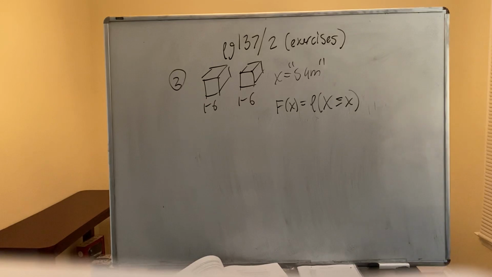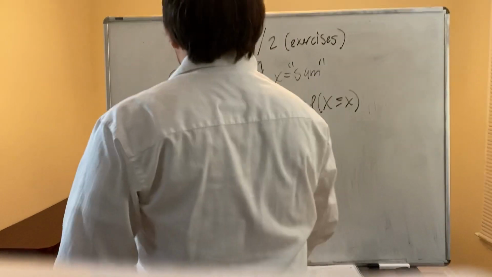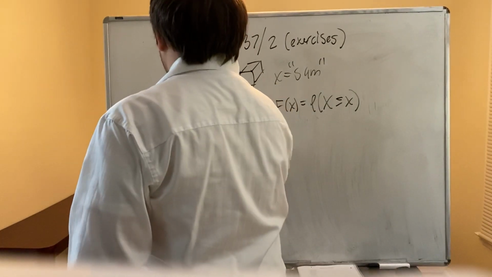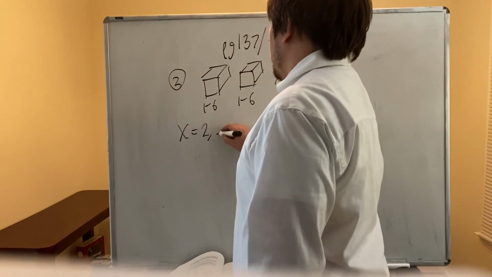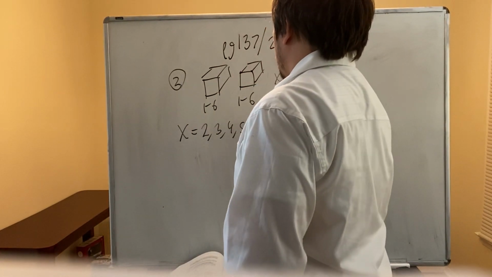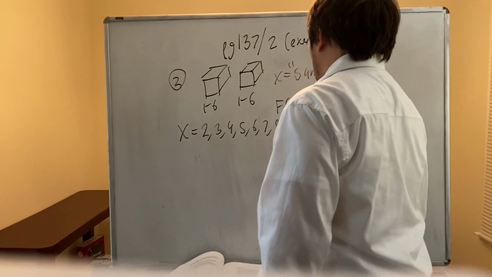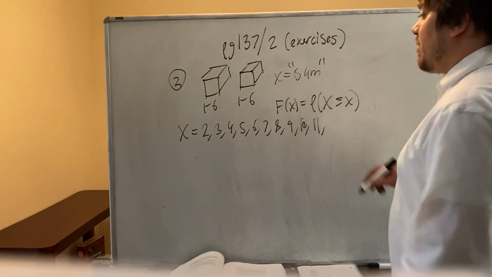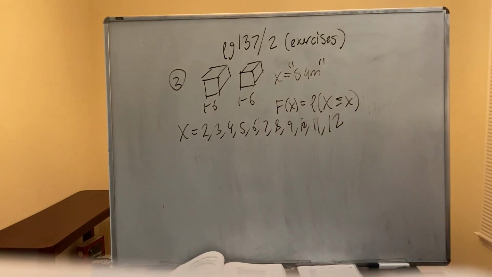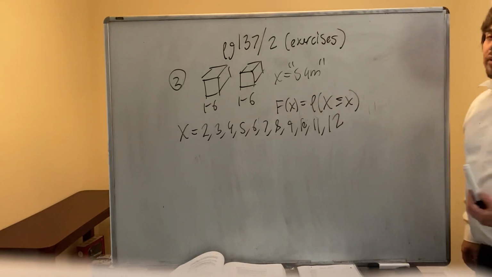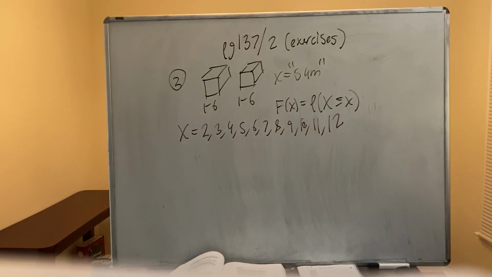Okay, so what are the possible values of the sum? The smallest sum is 1 plus 1, which is 2. It could be 3, 4, 5, 6, 7, 8, 9, 10, 11, and the most it could be is 6 plus 6, which is 12. So the possible values of x range from 2 through 12. Those are the only possible values of the sum of the 2 rolls of a die.